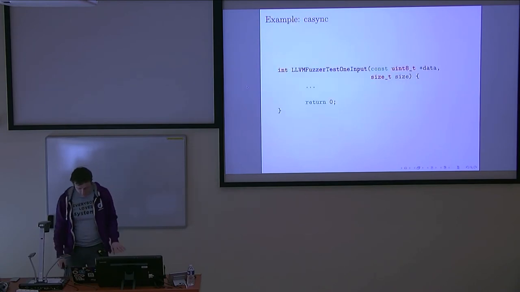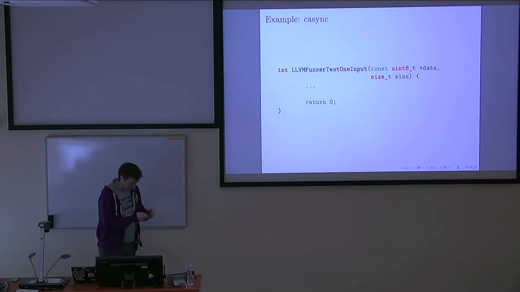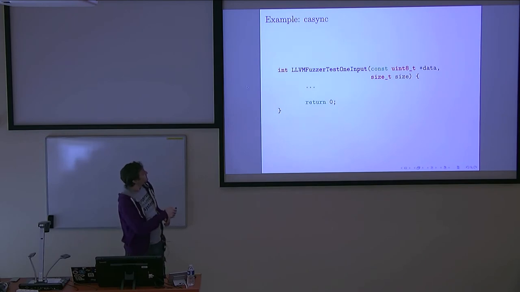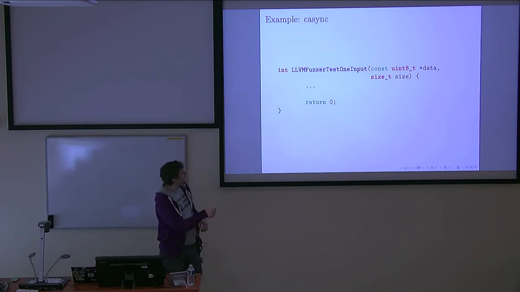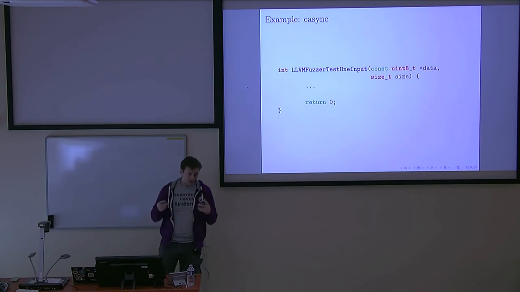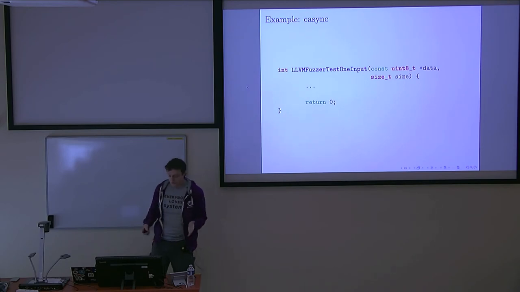So let's do an example. It's in casync, but this part is actually pretty generic. So the entry point function was called doit in my previous slide. Now it's called LLVMFuzzerTestOneInput. But essentially it's the same thing, right? It takes a blob of data with some size and does whatever the code needs to do and returns zero if everything is okay.